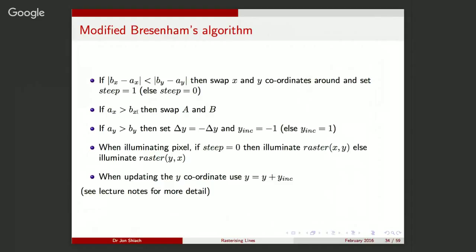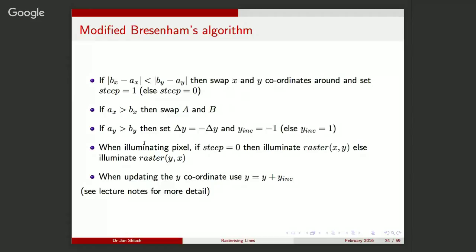If A is to the right of B, simply swap A and B. If A is above B, then set delta y equal to minus delta y. So that means if we're going downhill, we simply reverse the sign of delta y. And we introduce a variable called y inc, which stands for y increment, and that's minus 1. So rather than incrementing y by 1 each time to go up, we increment y by minus 1, so we go down. Those are the three things you have to do before we step into the loop.